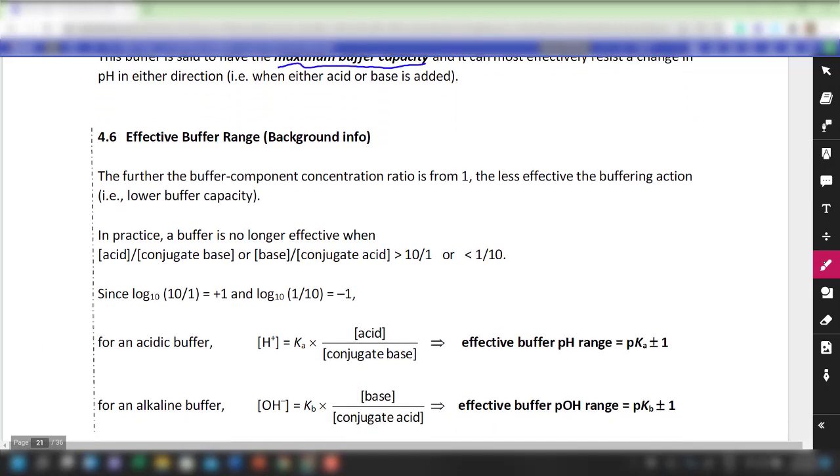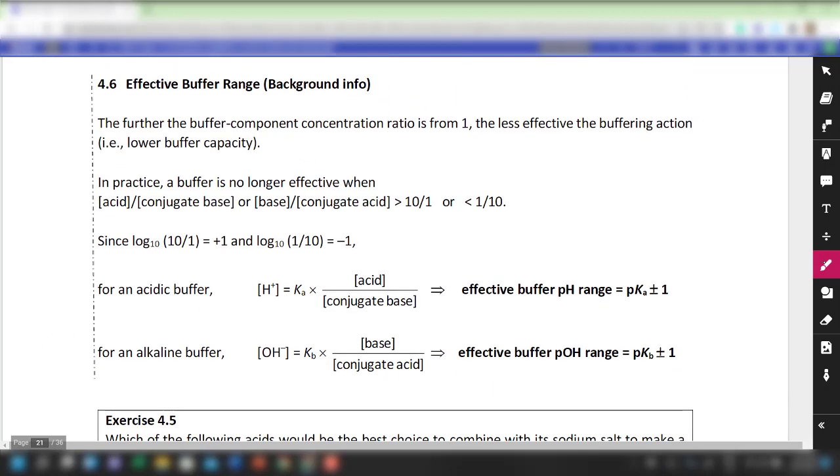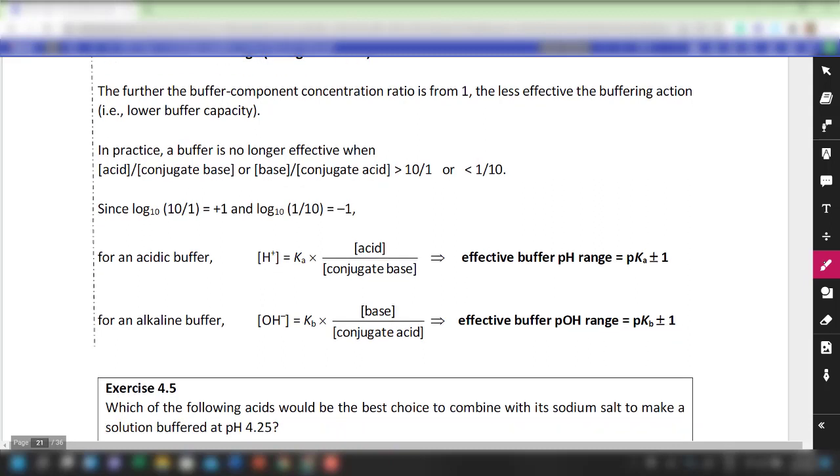Right, and then some background information on effective buffer range. We tend to give a ballpark figure for H2. So the effective buffer range would be from the ratio, let's say I have the acid and conjugate base, a good figure to take note of will be from 10:1 ratio all the way to 1:10. So therefore we're really looking at this region.